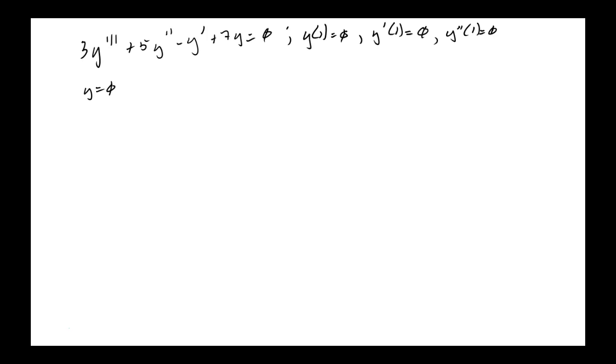Let's see if I can get example 2 done. I'll erase what we've got here so you won't confuse it with example 1. It says you should verify that this function, y is equal to 3e to the 2x plus e to the minus 2x minus 3x, is a solution for this initial value problem.